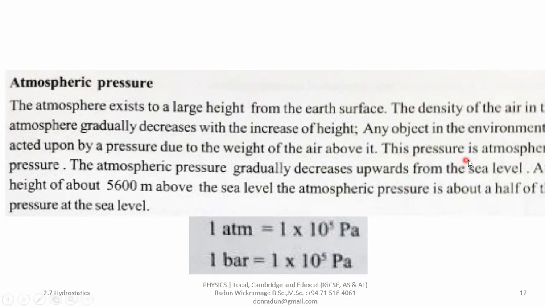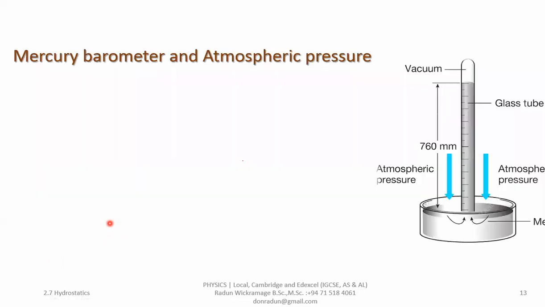Right. This pressure is atmospheric pressure. The atmospheric pressure gradually decreases upwards from the sea level. At a height of about 5,600 meters above sea level, the atmospheric pressure is about half of the pressure at sea level. That means 5.6 kilometers above, the atmospheric pressure becomes half of the atmospheric pressure at sea level.